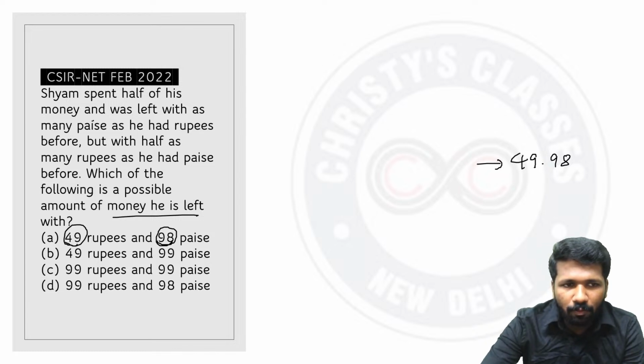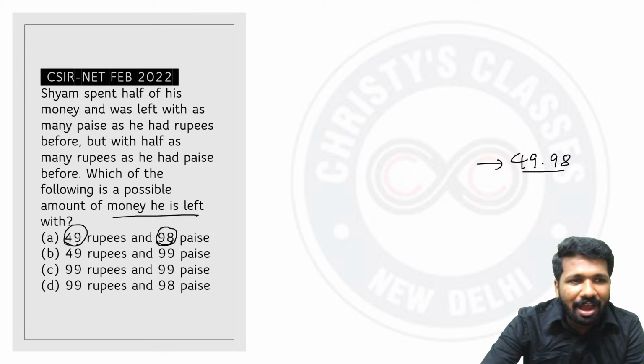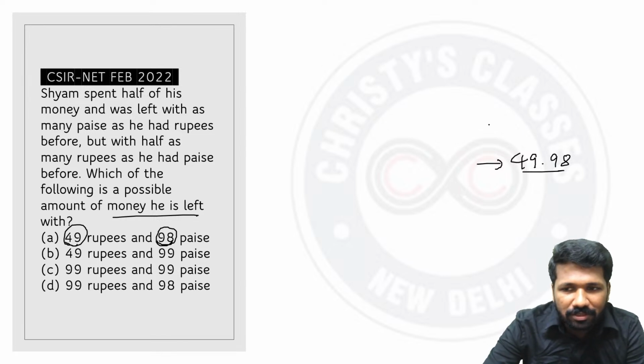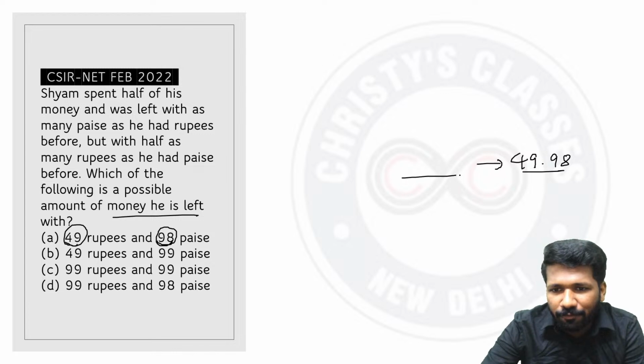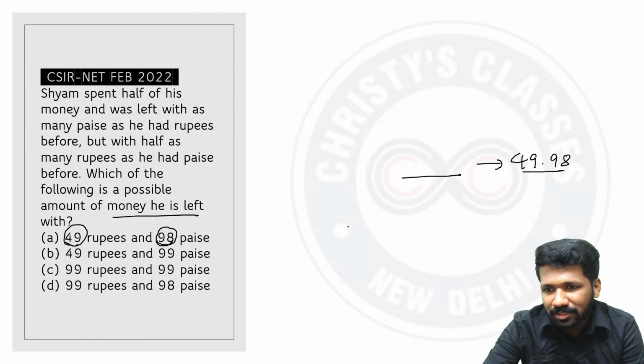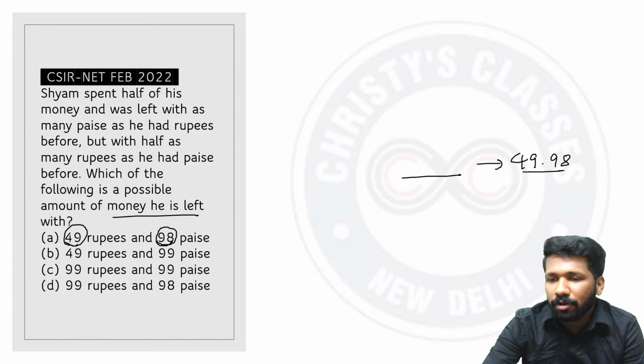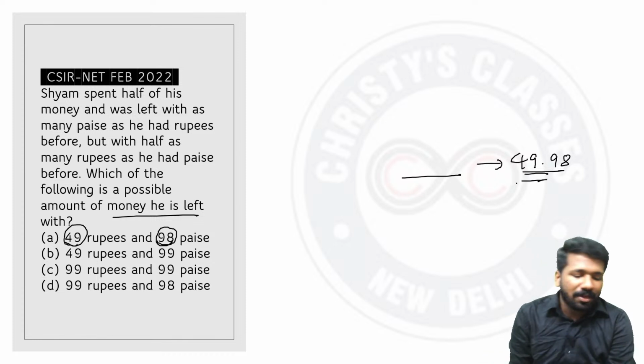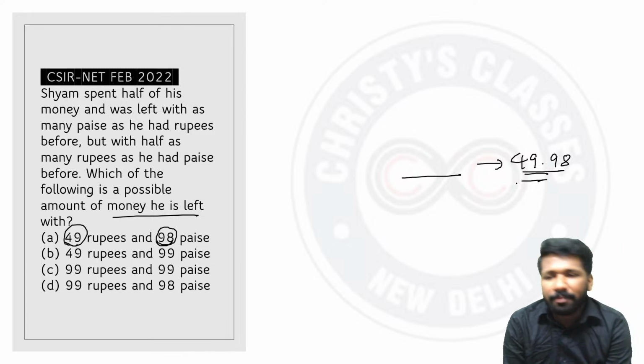Why? What did he do so that this happened? Shyam spent half of his money. Half of his money means the money before should be double this. If the first option is the correct answer, the money before should be double of this. 49 rupee 98 paise double. 50 rupee double will be 100 rupee.